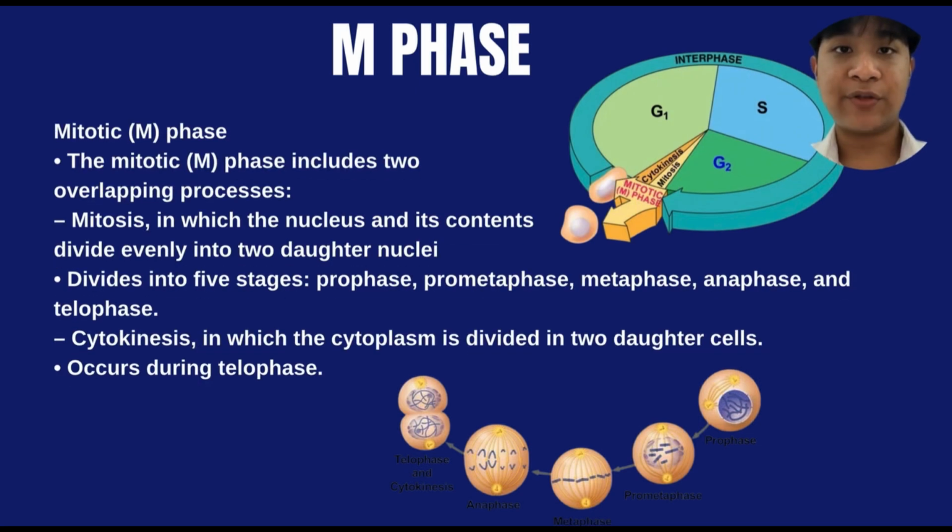M-phase, the mitotic phase. The mitotic phase includes two overlapping processes: mitosis, in which the nucleus and its contents divide evenly into two daughter nuclei, divided into 5 stages: prophase, prometaphase, metaphase, anaphase, and telophase. Cytokinesis, in which the cytoplasm is divided into daughter cells, occurs during telophase.